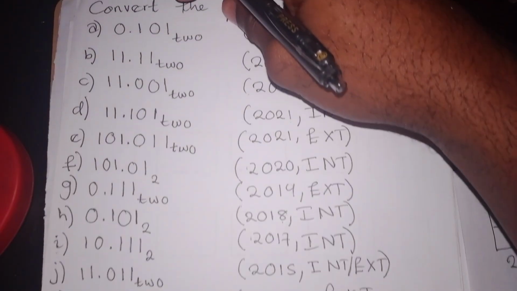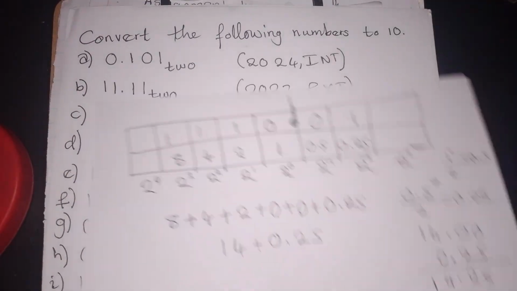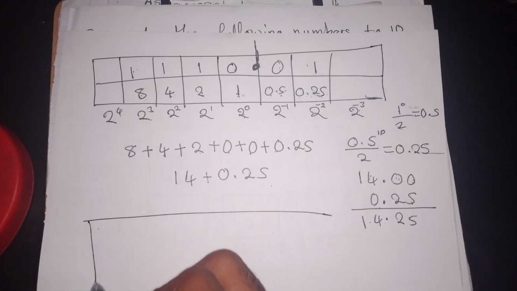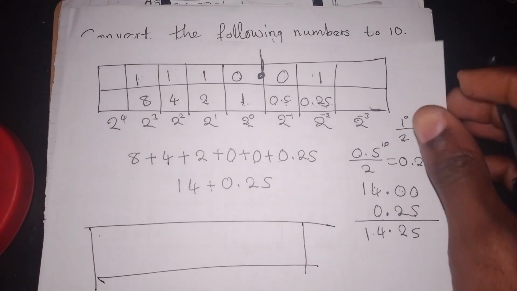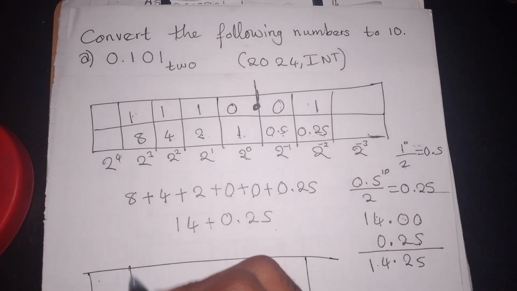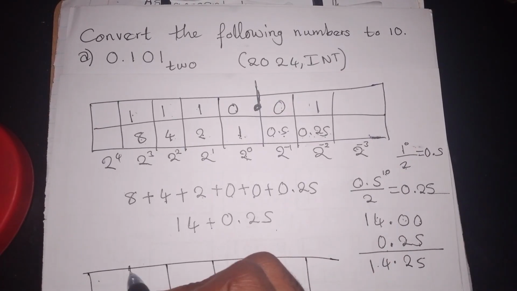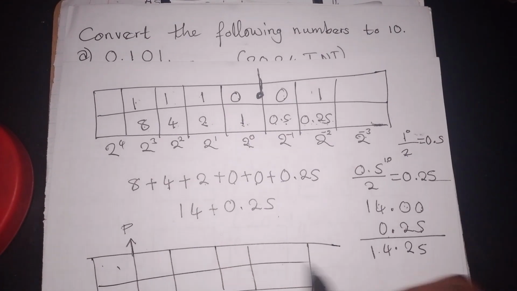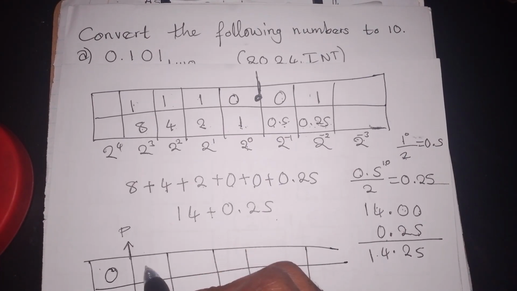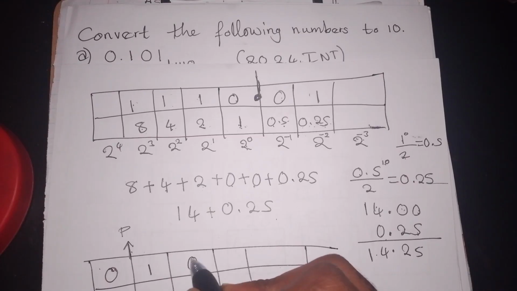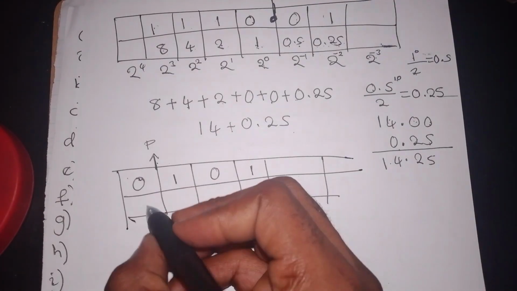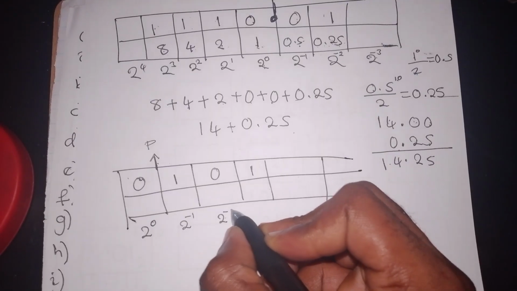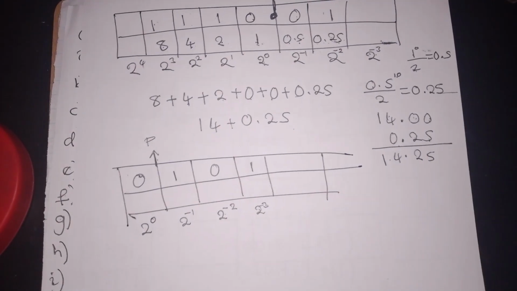And then we can attempt the first one. The first one is even easier. You can make a table like this once again, but since we only have 3 digits, like so. This is where your decimal point is. Just put your 0 there, and then 0.101. In this case, we have 2 to the power 0, 2 to the power -1, 2 to the power -2, 2 to the power -3, like this.